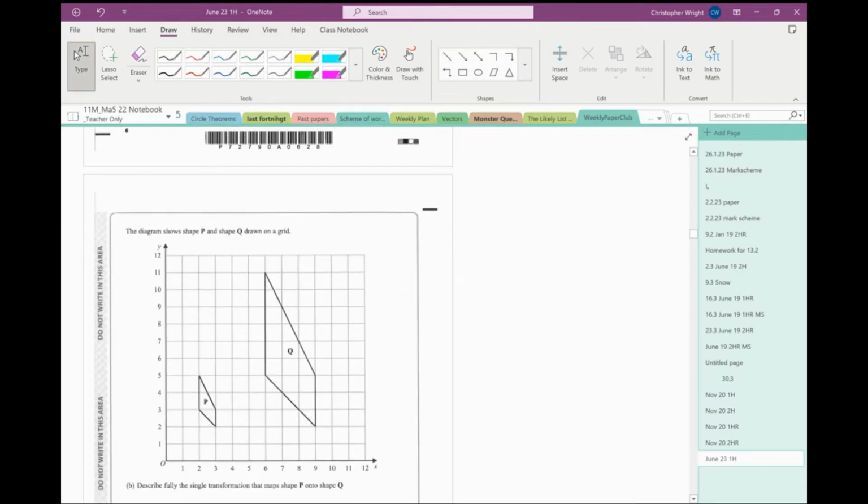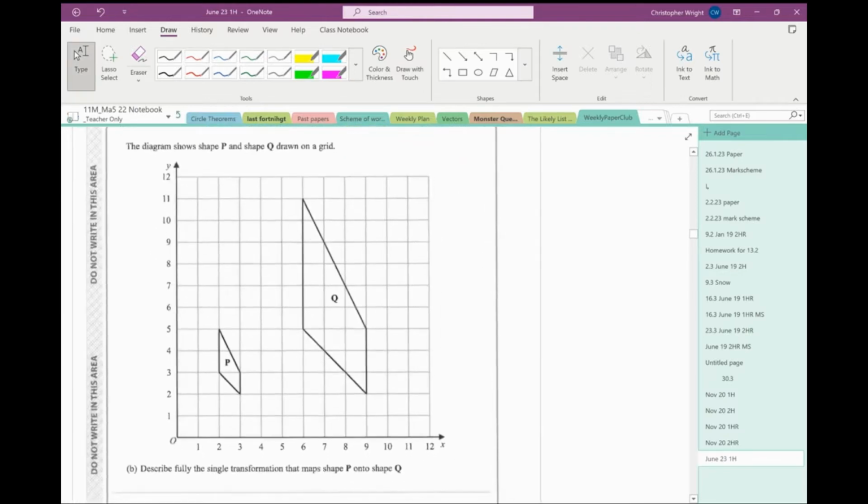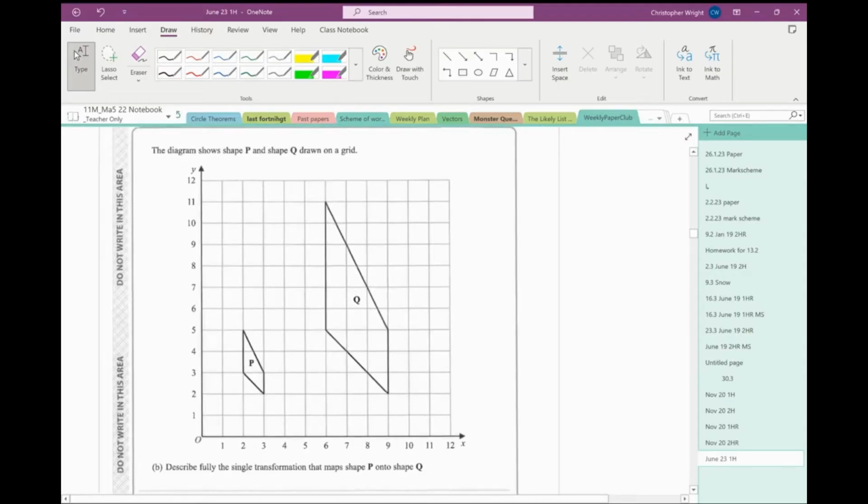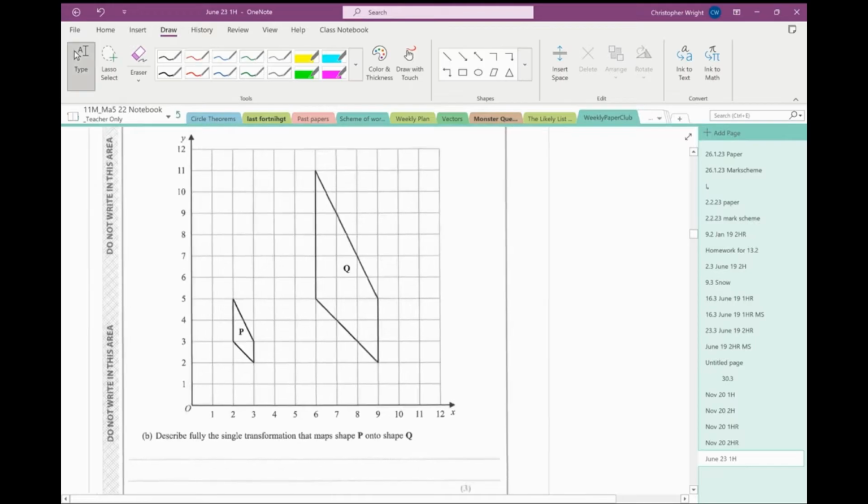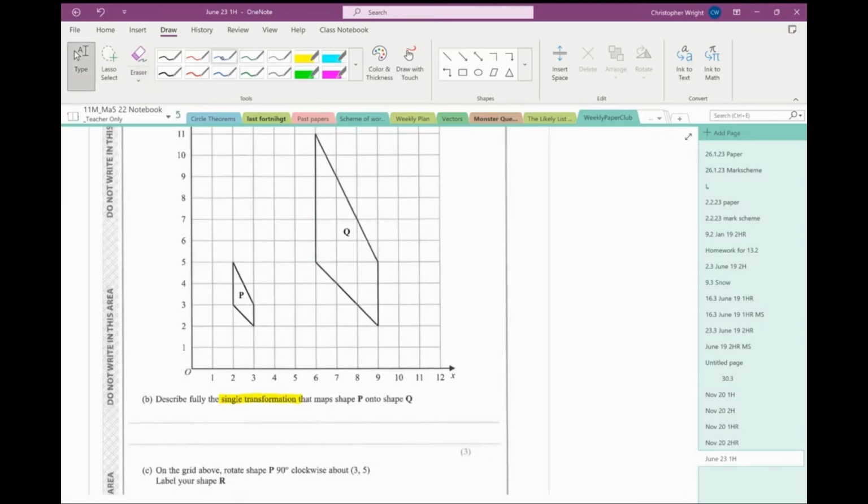Right, part B. The diagram shows P and Q drawn on the grid. It looks like an enlargement, doesn't it? Describe fully the single transformation that maps P onto Q. Well, it's definitely an enlargement, and it's an enlargement by a scale factor. Well, that's 2 high, and the new one is 6 high. So the scale factor must be 3. Okay, so it's an enlargement.